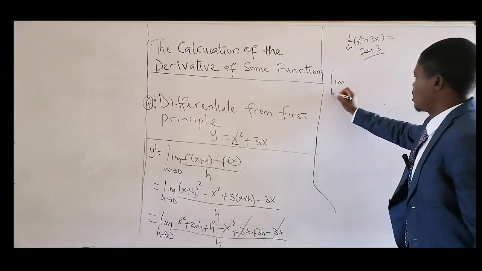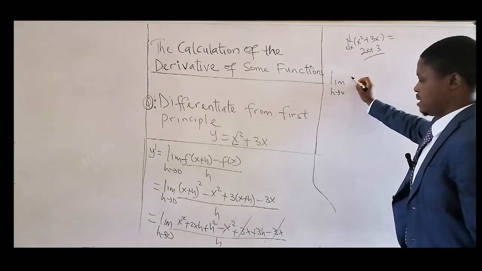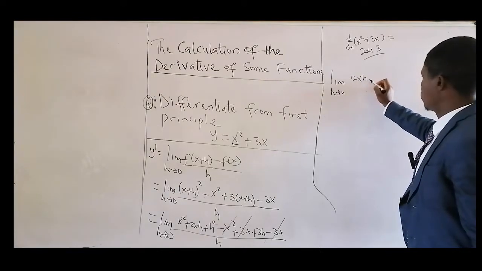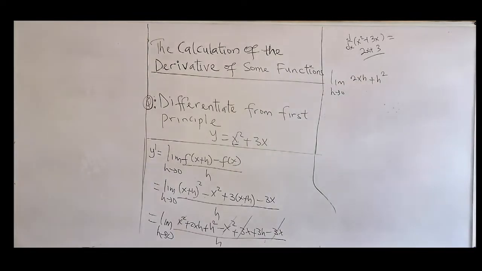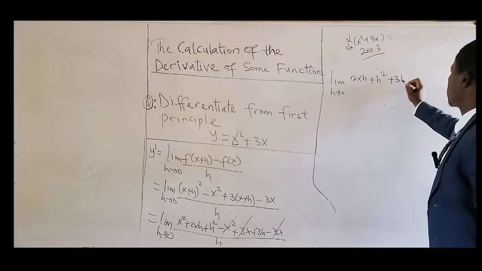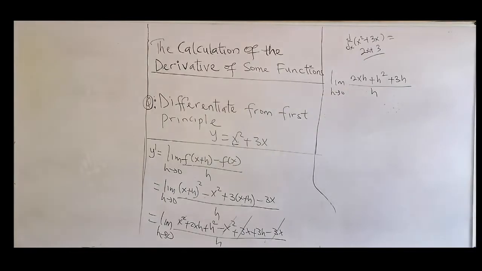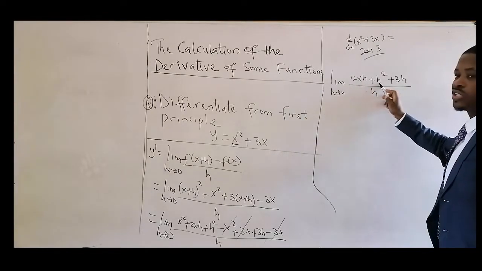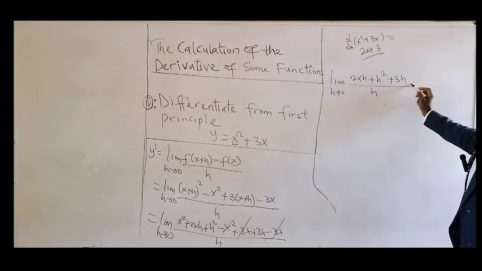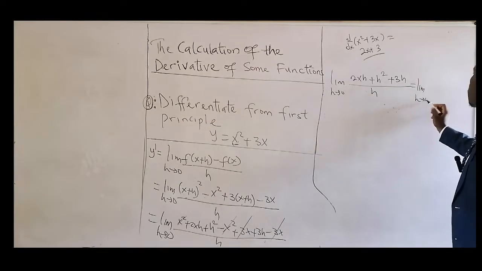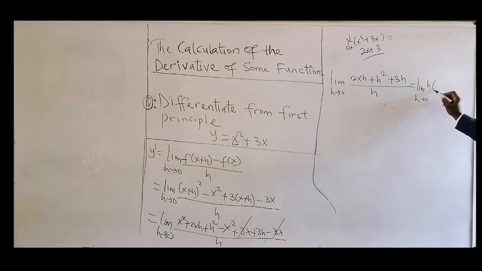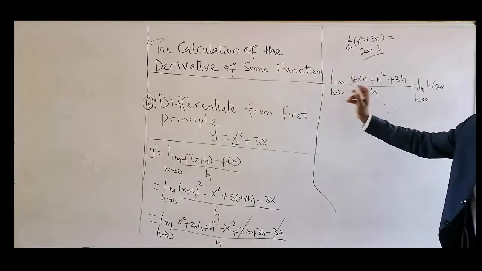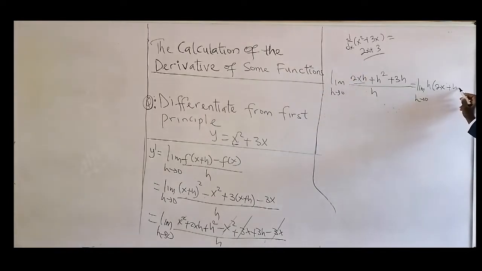So limit as h tends to 0, we have 2xh plus h squared and then plus 3h, all over h. I can see h is here, h is also here, and it's also here too, and I'm seeing the final answer. Limit as h tends to 0, take the h out. That will be 2x plus h here, and then plus 3 here, all over h. So the h will cancel.